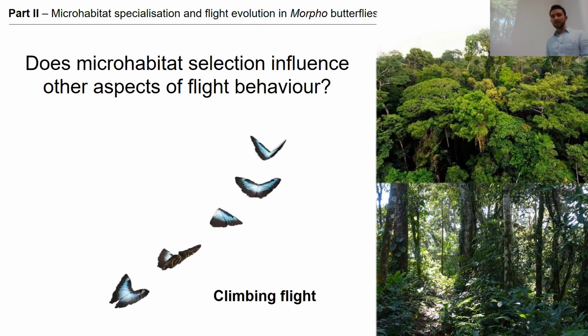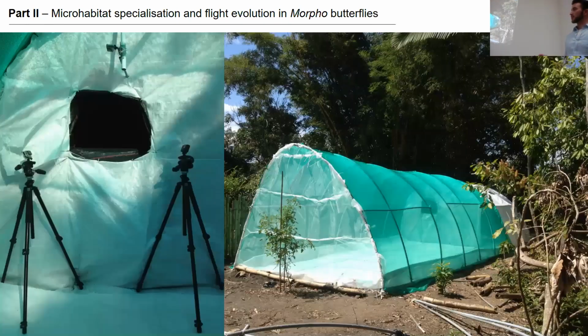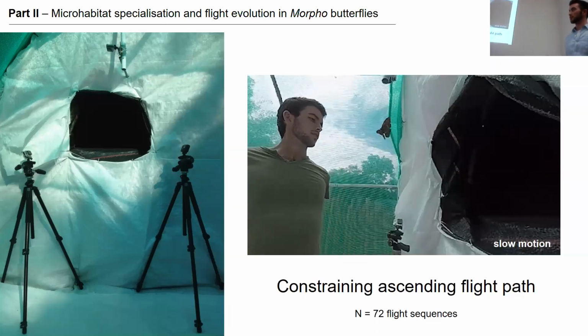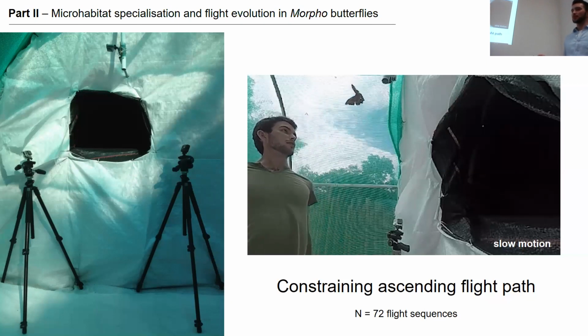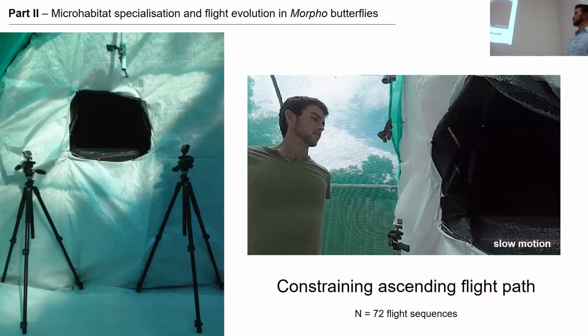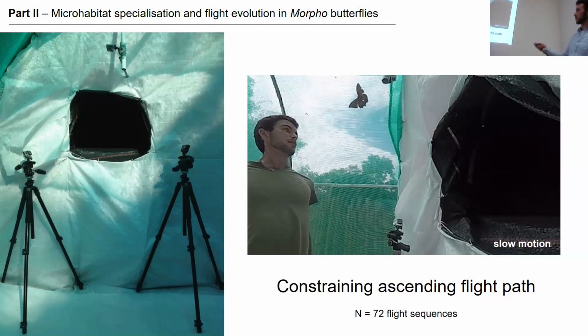Climbing in flight is highly energy demanding, but can be crucial to evade predators, or in the case of Morpho butterflies, to move across the vertical strata of the forest. So we wanted to compare climbing flight performance between Morpho species. For this, we built this setup inside the insectary. It's a dark tunnel with 3 cameras positioned at the exit, and this allowed us to constrain the flight path of the butterfly. So here you see a typical climbing flight trajectory when escaping from the tunnel.